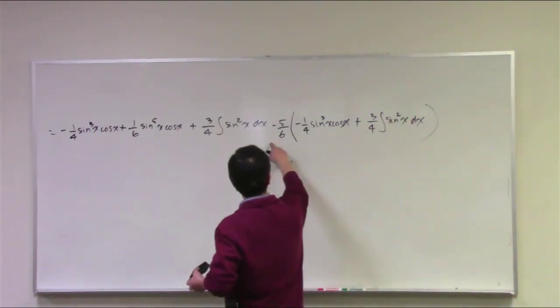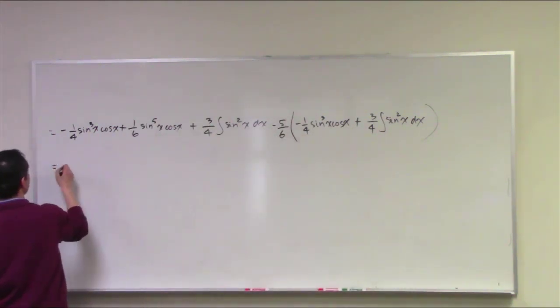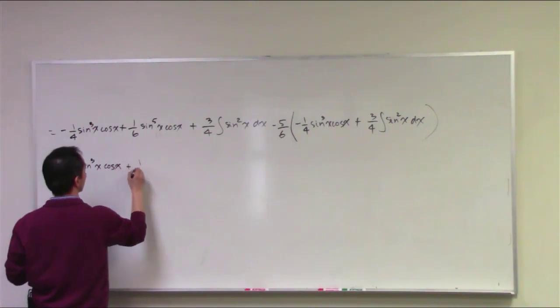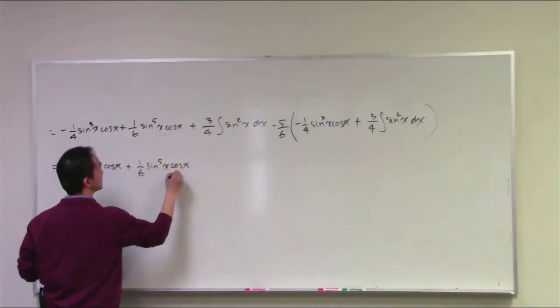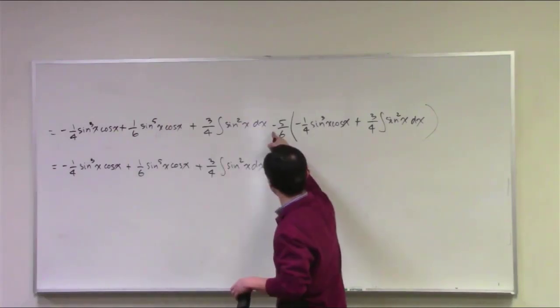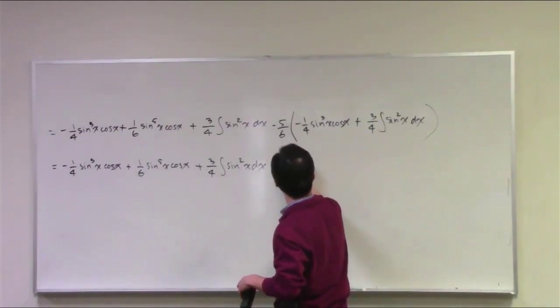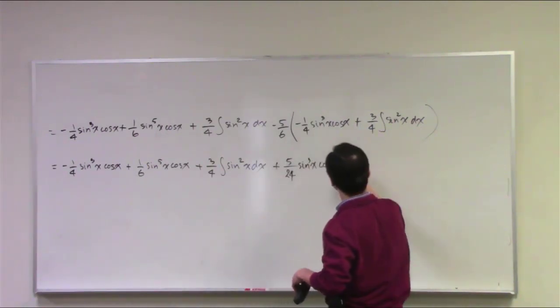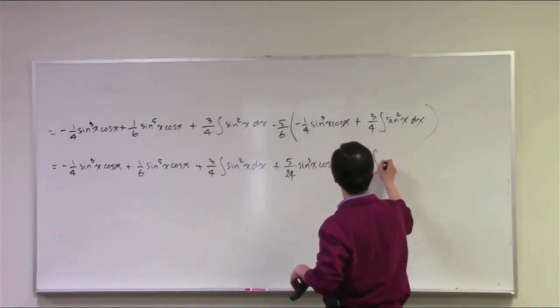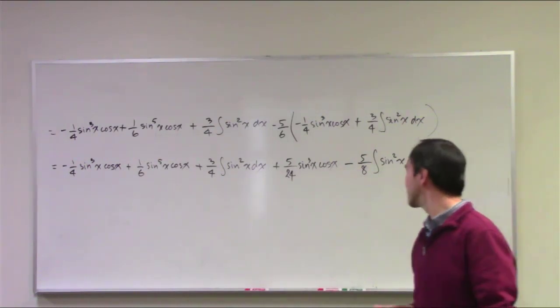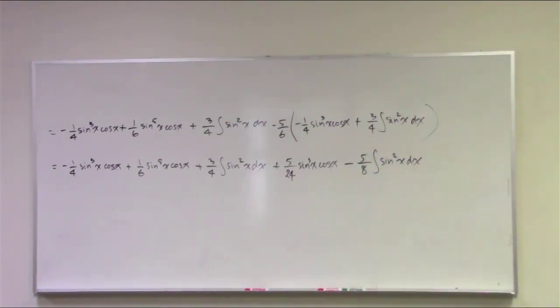And then let's distribute out the minus 5/6 here. So these terms here: minus 1/4 sine cube of x cosine of x plus 1/6 sine to the fifth of x cosine of x, plus 3/4 sine squared of x as an integral. I keep that the same. Now that's multiplied in, we're looking at the plus 5/24 sine cubed of x cosine of x. And then that's making it a subtraction, minus, but then 6 cancels with 3 right here, making it a 5/8 integral of sine squared of x dx. Are we good? Double check me for mathematical errors of any kind. Looking okay so far?